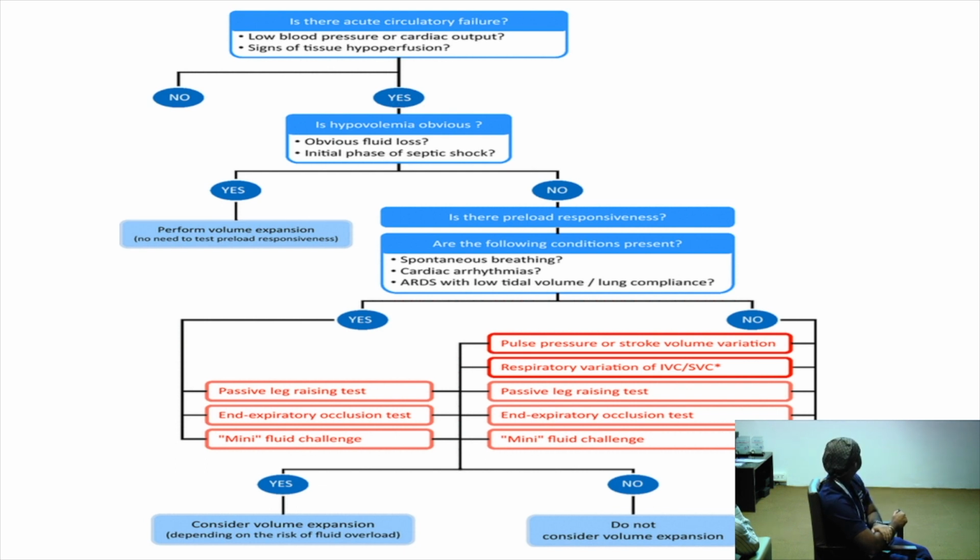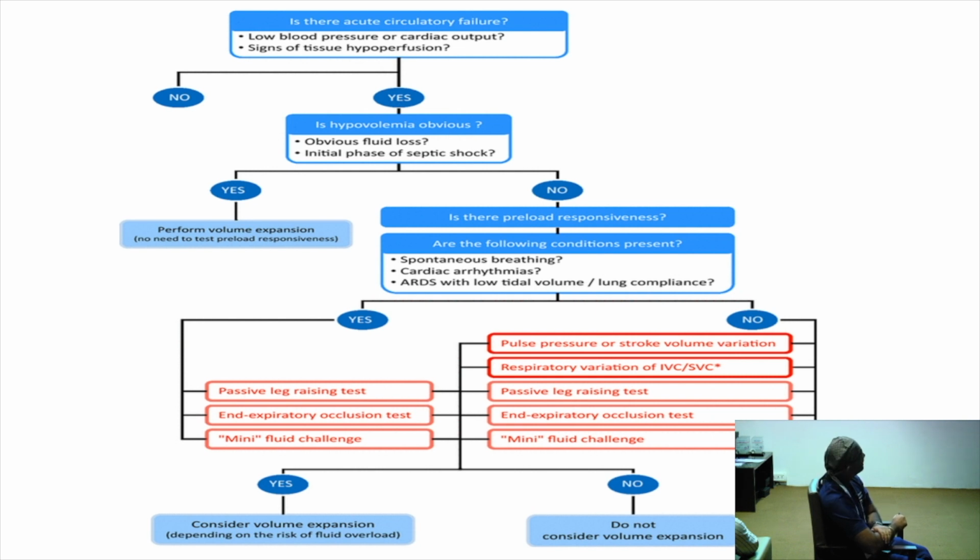So if the patient is in septic shock, in the initial phase I'll give a fluid bolus, not 30 ml per kg. Tailor it, maybe a 1 liter fluid bolus. Then you look at the fluid responsiveness. How to decide which test? If the patient is spontaneously breathing, or has cardiac arrhythmias, or is on low tidal volume ventilation, you can't use this. So I will go with passive leg raising.